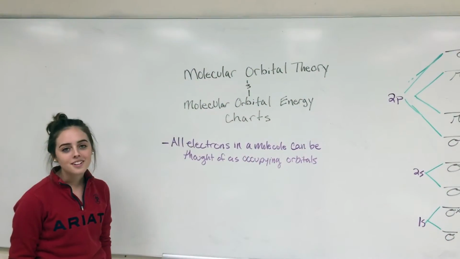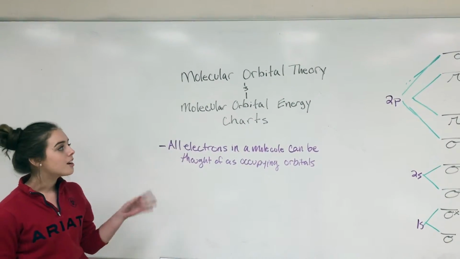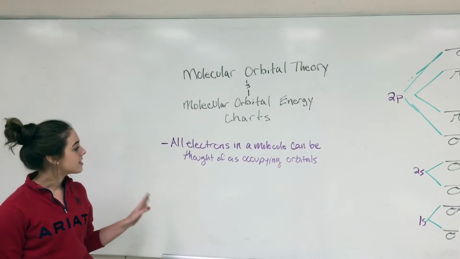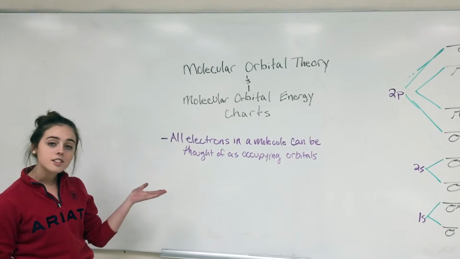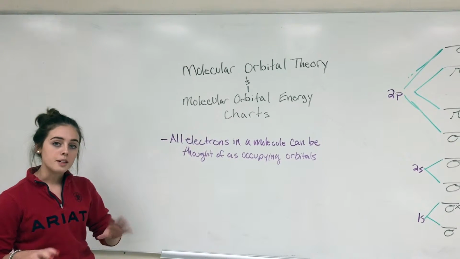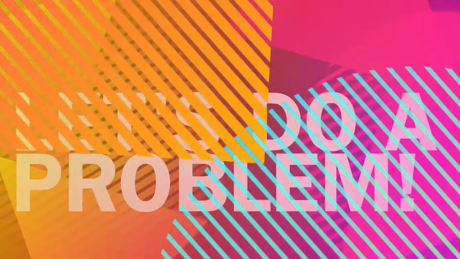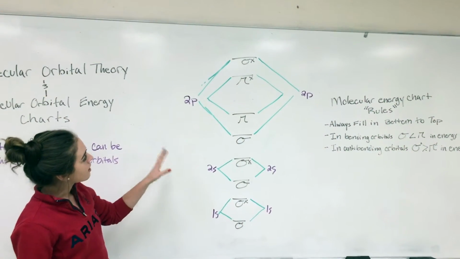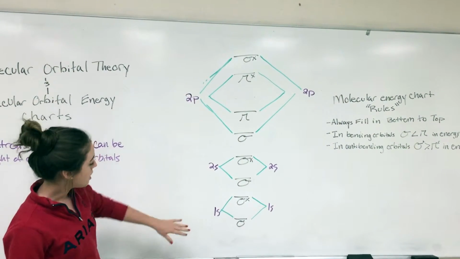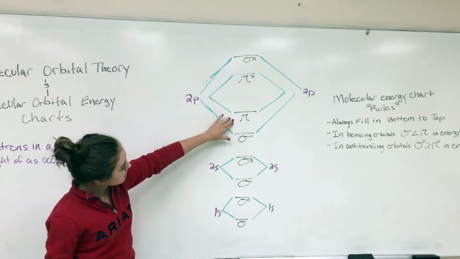Molecular orbital theory and molecular orbital theory charts were two really big concepts in this chapter. All molecular orbital theory says is that all electrons in a molecule can be thought of as occupying orbitals. And all the charts do is a good job of demonstrating the energy levels and how the orbitals relate to each other. This is what a molecular orbital energy chart looks like. You put your orbitals on the side, and you put your sigma bonds and pi bonds in the middle.